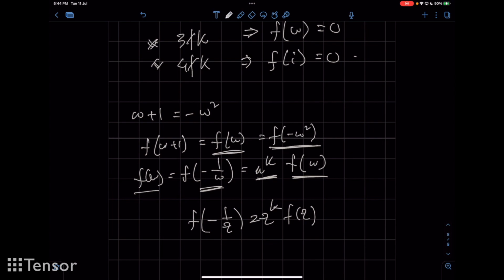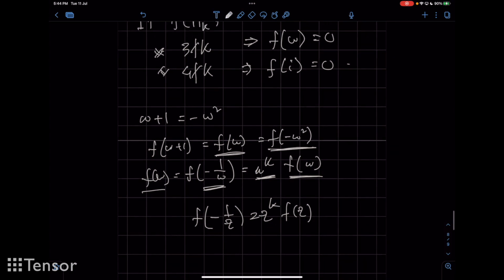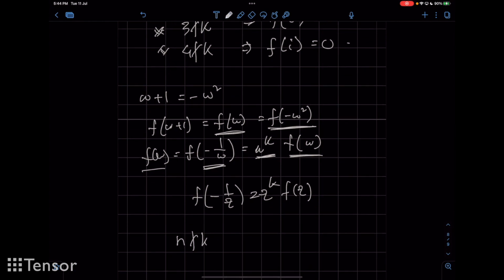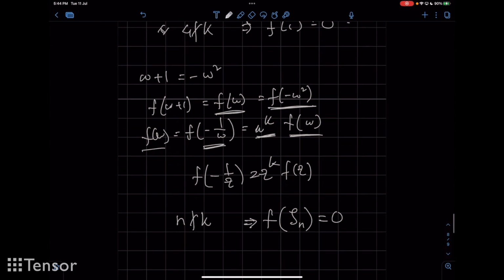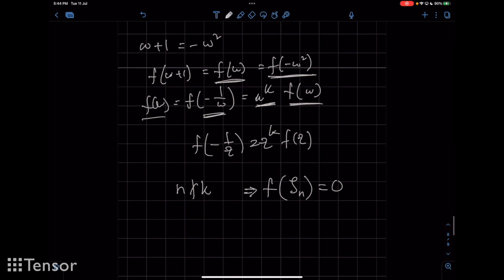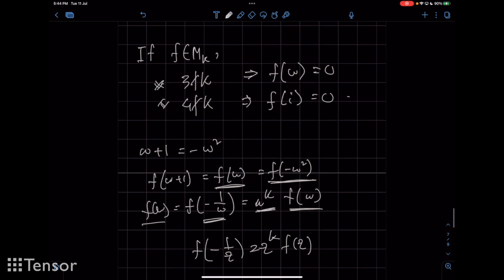So there's a nice conjecture from this: if n does not divide k, then f of an nth root of unity is 0. But it turns out this conjecture is not true. I don't really know whose conjecture it was, but you can give a counterexample when, let's say, n is 8 or 10. So for n equals 8 or 10, there are counterexamples. So this is in general not true, but these two are true.